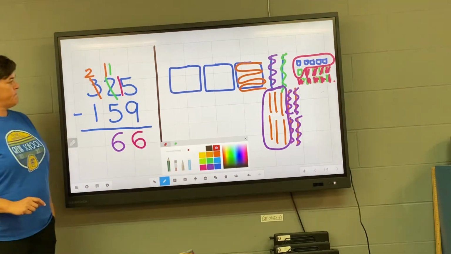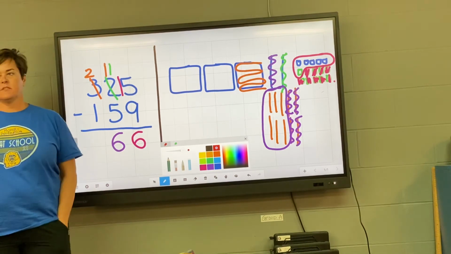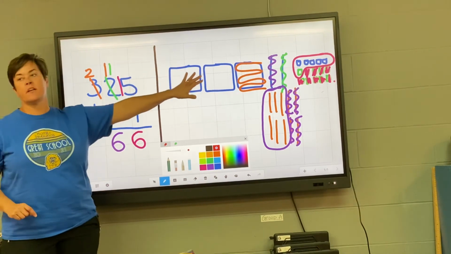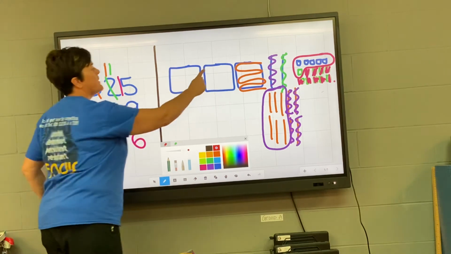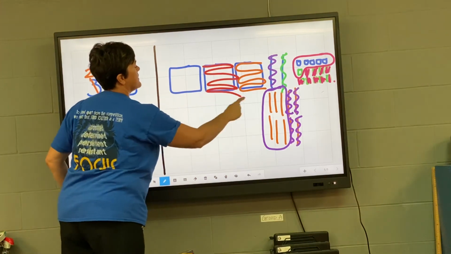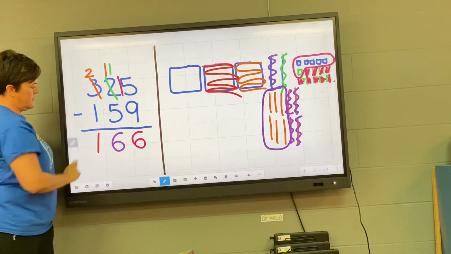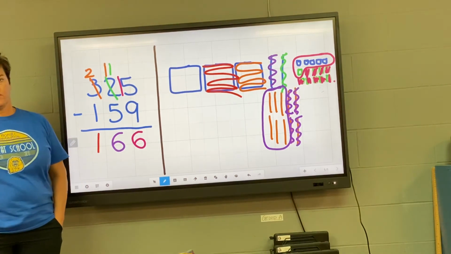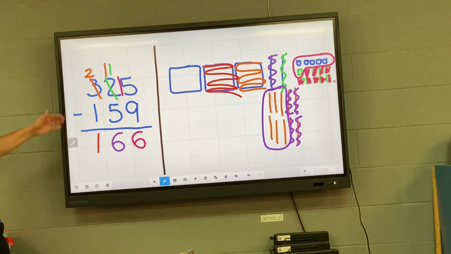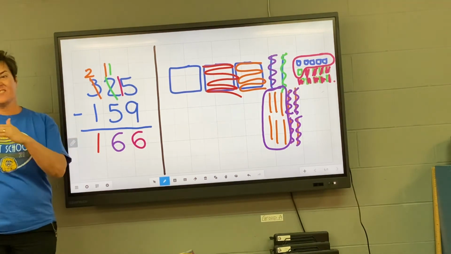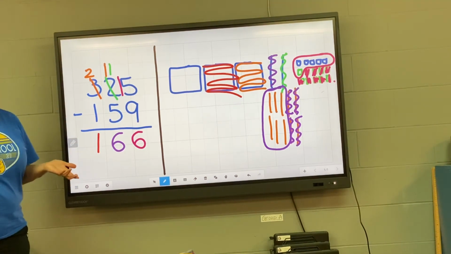Okay. Now let's work in our hundreds. I have 2 hundreds, and I'm going to take one of those away. How many hundreds do we have left? 1. So 325 minus 159 gives us a difference of 166.